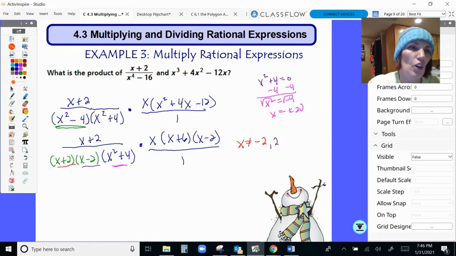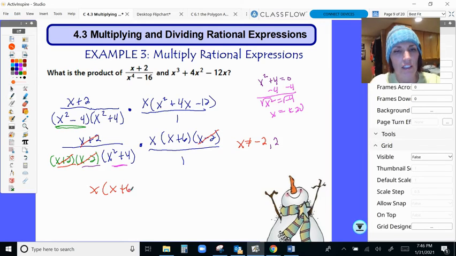Now we're going to cancel everything. So we have x plus 2, x plus 2. We have an x minus 2, x minus 2. And I think that is it. So we're going to have just x times x plus 6 over x squared plus 4, and x cannot be equal to negative 2 or 2.